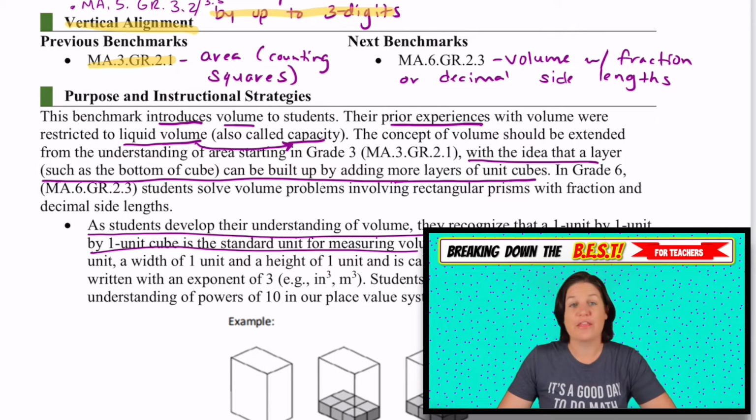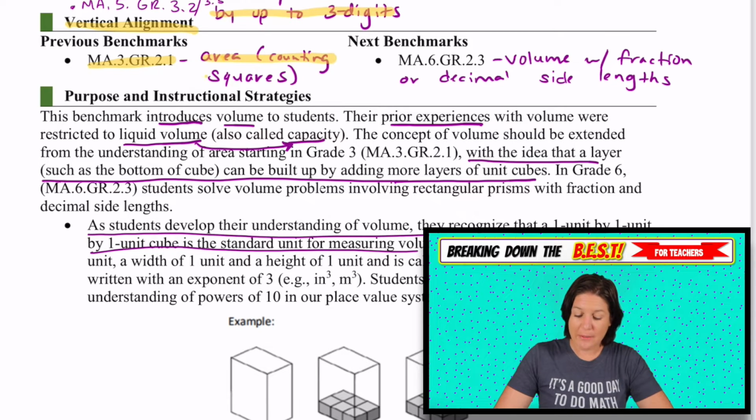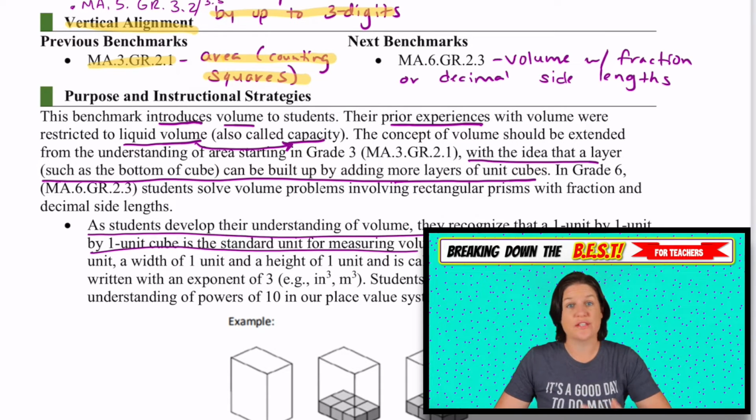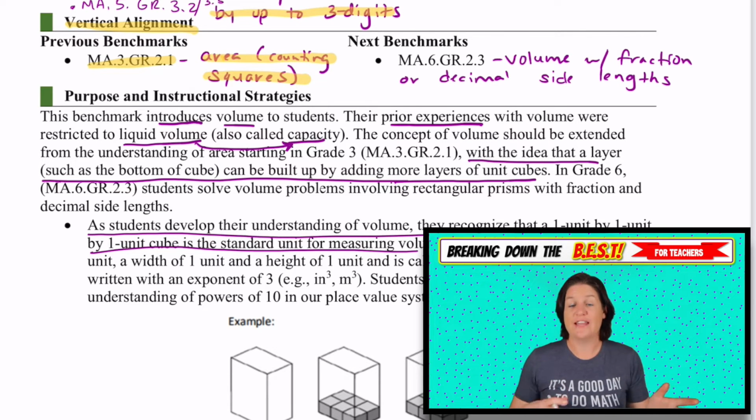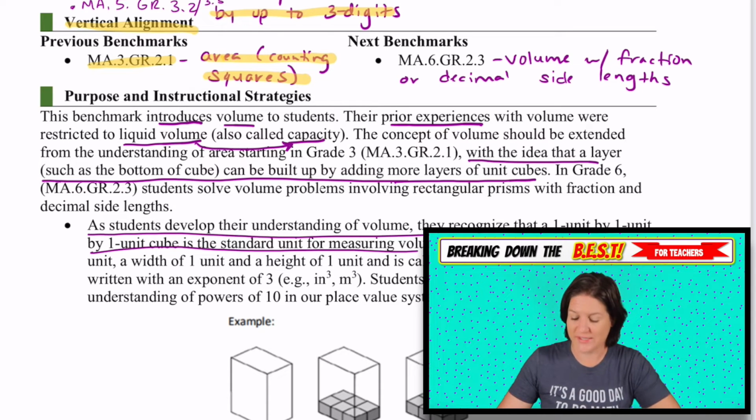Where are they coming from? In 3rd grade, we've got MA.3.GR.2.1, and that is finding the area by counting squares. So we're kind of using that same approach. In 3rd grade, students used unit squares to find the area first, and then they connected that formula of area equals length times width. And here, we're going to use unit cubes to discover the volume first, and then we'll apply that understanding to the formulas where volume equals length times width times height, or base times height, which is coming in the following standards.